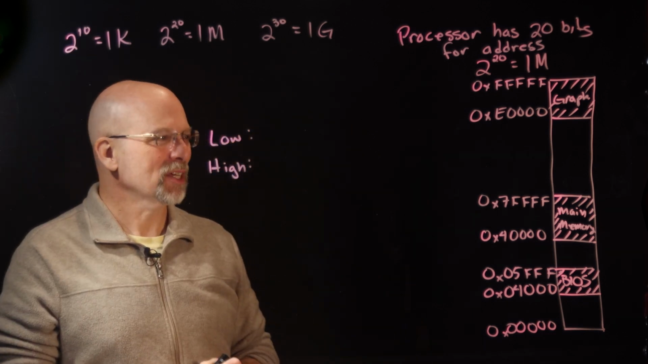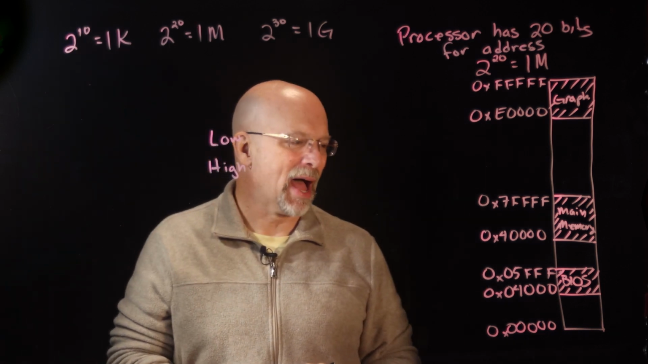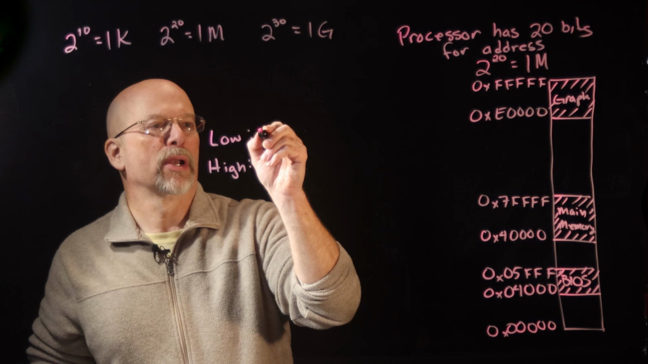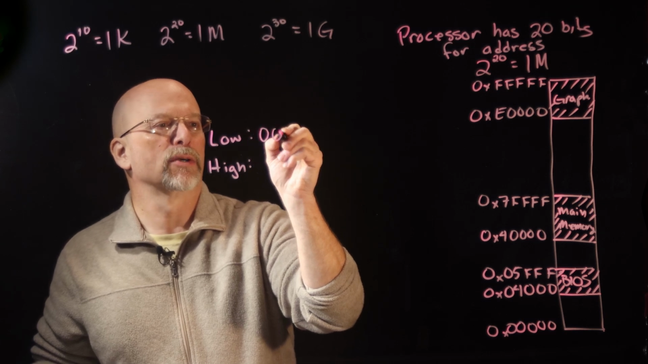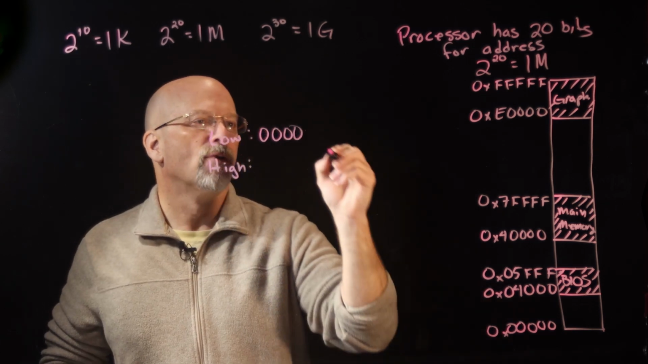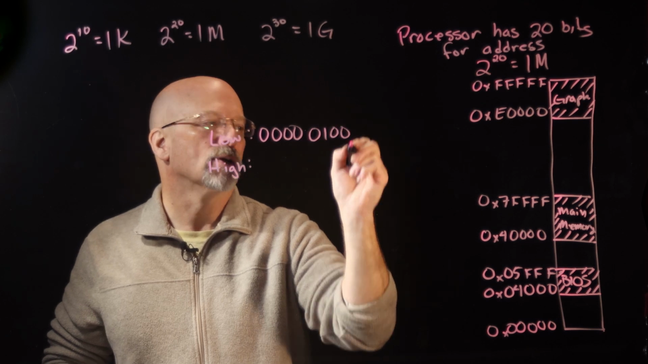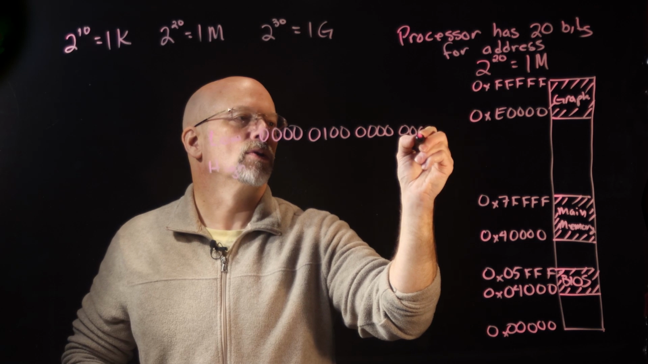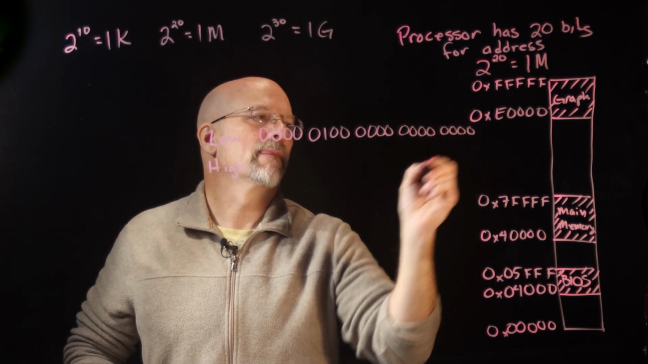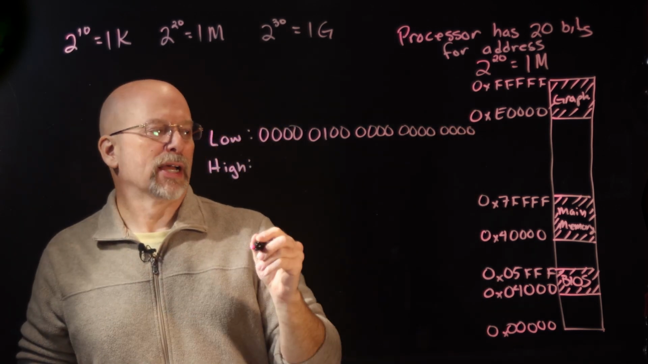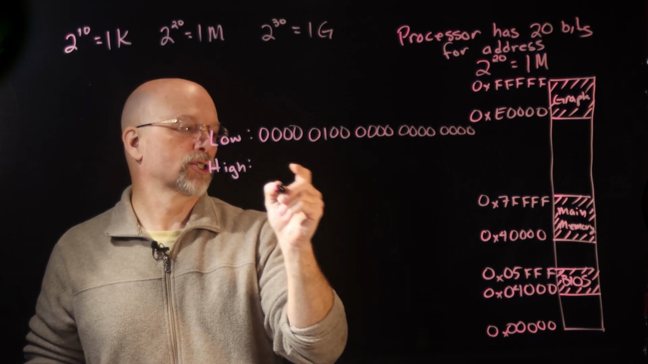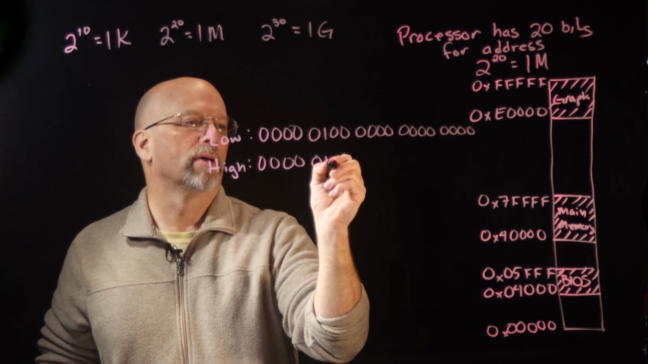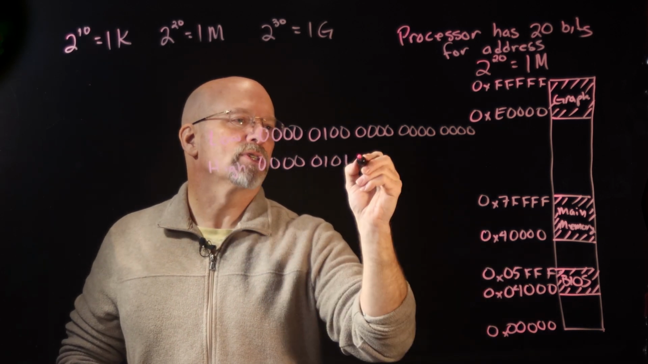All right. So let's start out with the BIOS. The BIOS low address is 0, and I'm going to convert this to binary, so it'll be 0, then 4, 0, 1, 0, 0, and then I've got 3 nibbles of zeros: 1, 2, 3. All right. Now the high address, it's going to be 0, then 5, and then 3 nibbles of Fs.